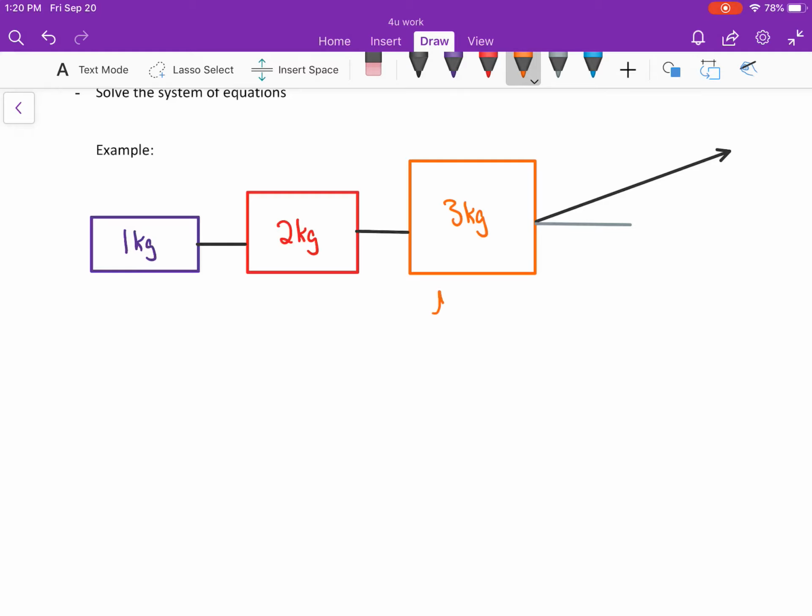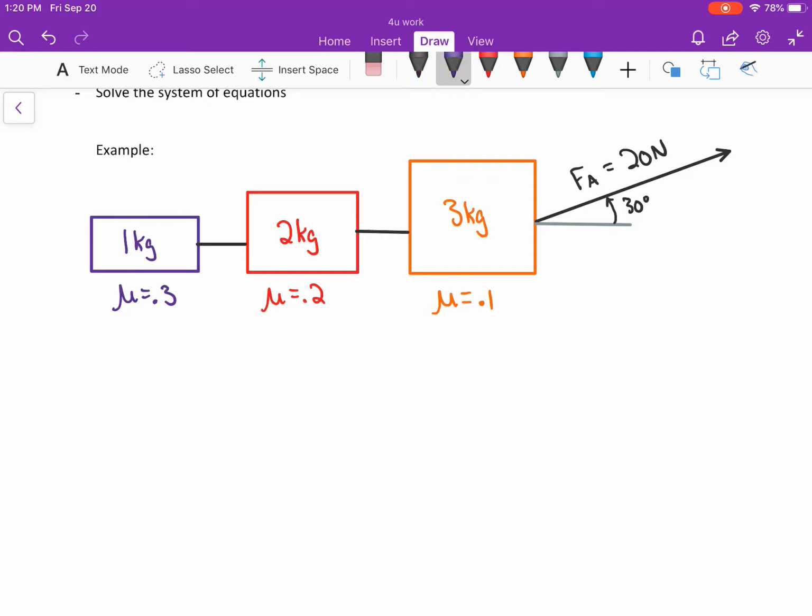Let's say that the coefficient of friction on this first one is 0.1. We'll just follow the pattern backwards. The coefficient on the second one will make 0.2, and the coefficient on the 3 kilogram, let's make 0.3. To pull this whole works, let's say that the applied force is 20. And we're going to put it on an angle, so we have to do a little bit of component work. Let's make that an angle of 30 degrees.